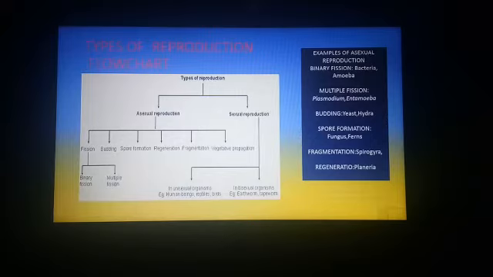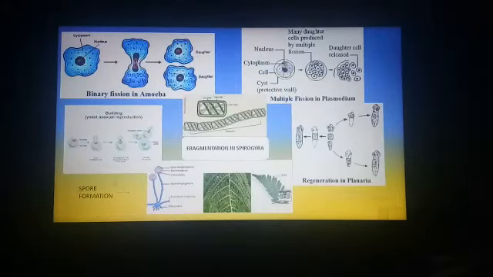Basically, the asexual mode of reproduction is classified into various types like fission, budding, sporing, regeneration, fragmentation, and vegetative propagation. I have pointed out the examples. These different types of asexual reproduction you have also studied in class 10. So you have seen how binary fission occurs in amoeba or in bacteria. Here I have given a few pictures of it. Through these labelled diagrams, you can understand how binary fission takes place.